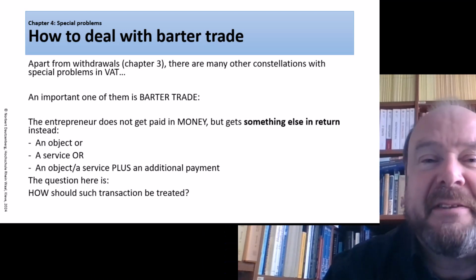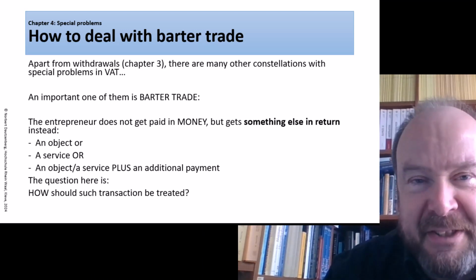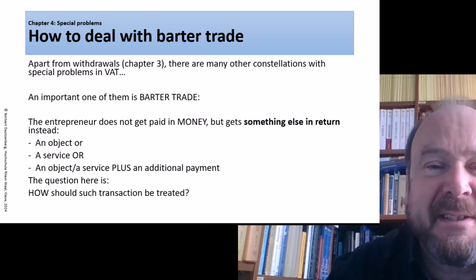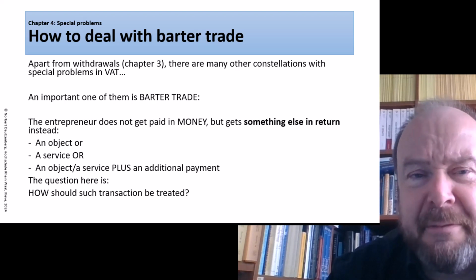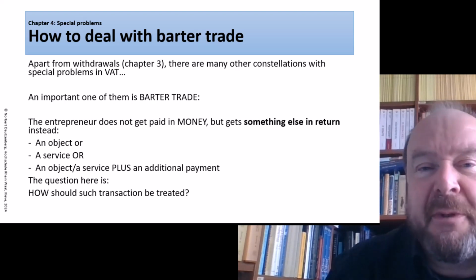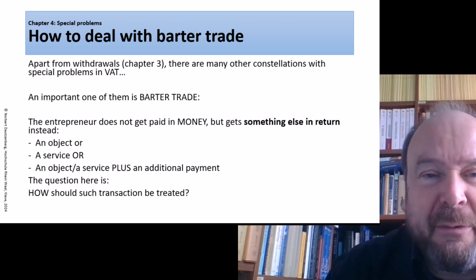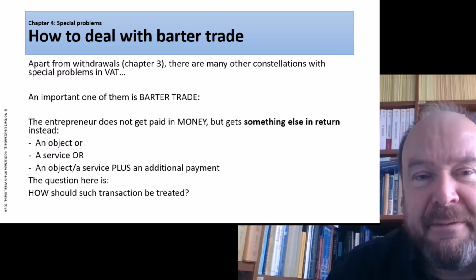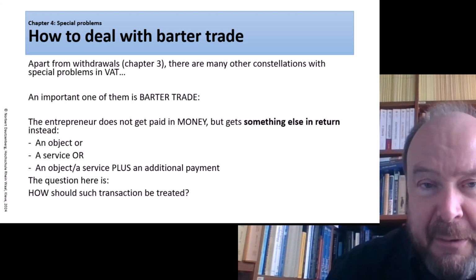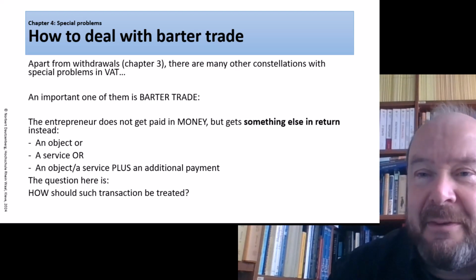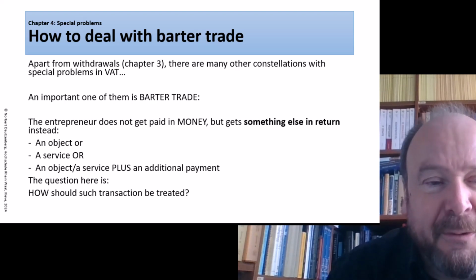Hello, everybody. Today we have another chapter to talk about. This is a relatively important one because it has to do with how you approach cases in specific constellations. Our topic today is just how to deal with barter trade.